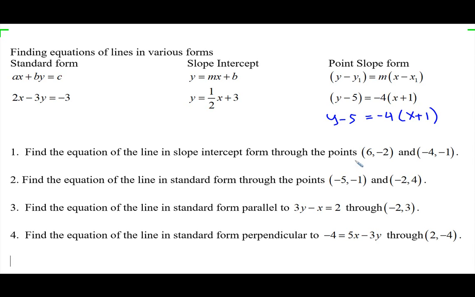Now when we're finding the equation of a line, we always plug everything into point-slope form. In order to use point-slope form, you need to know the slope and at least one point on the line. There are different ways to do these problems, but I'm always going to start with point-slope form and change it to whatever other form I need. So let's take a look at example 1 here.